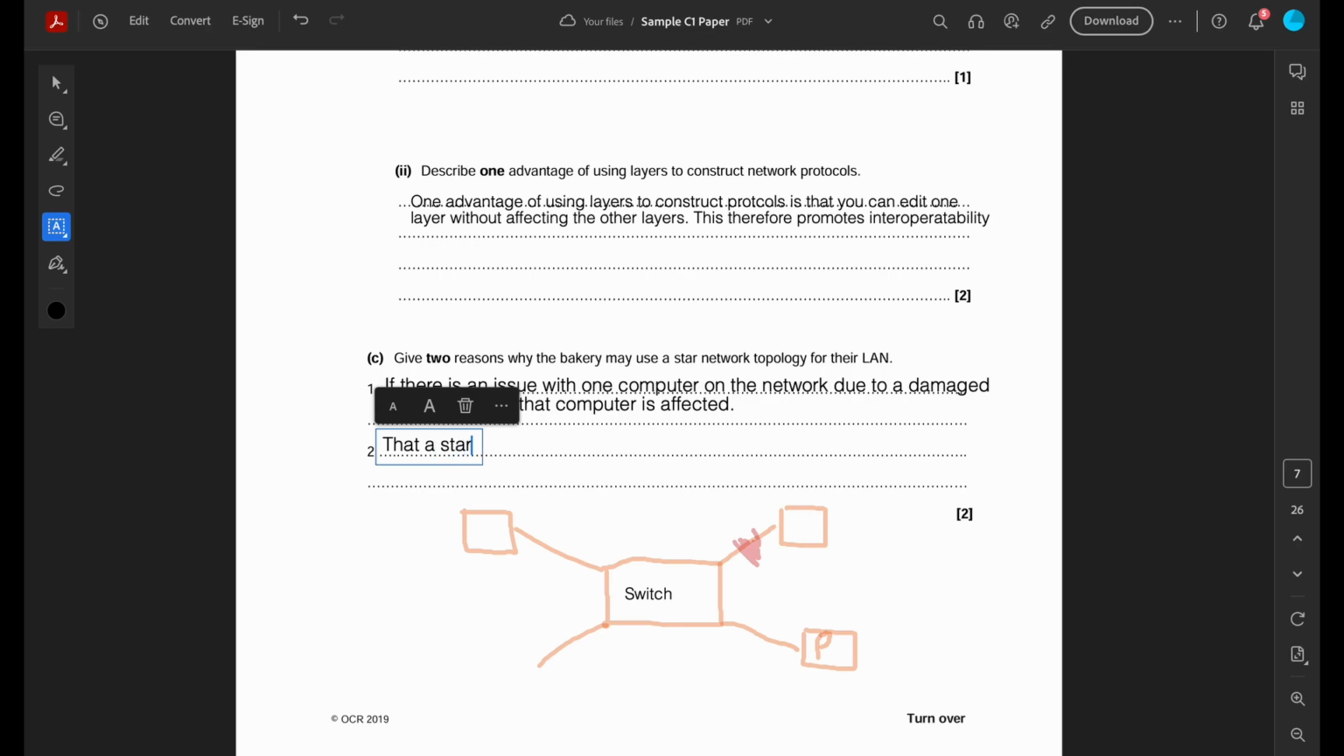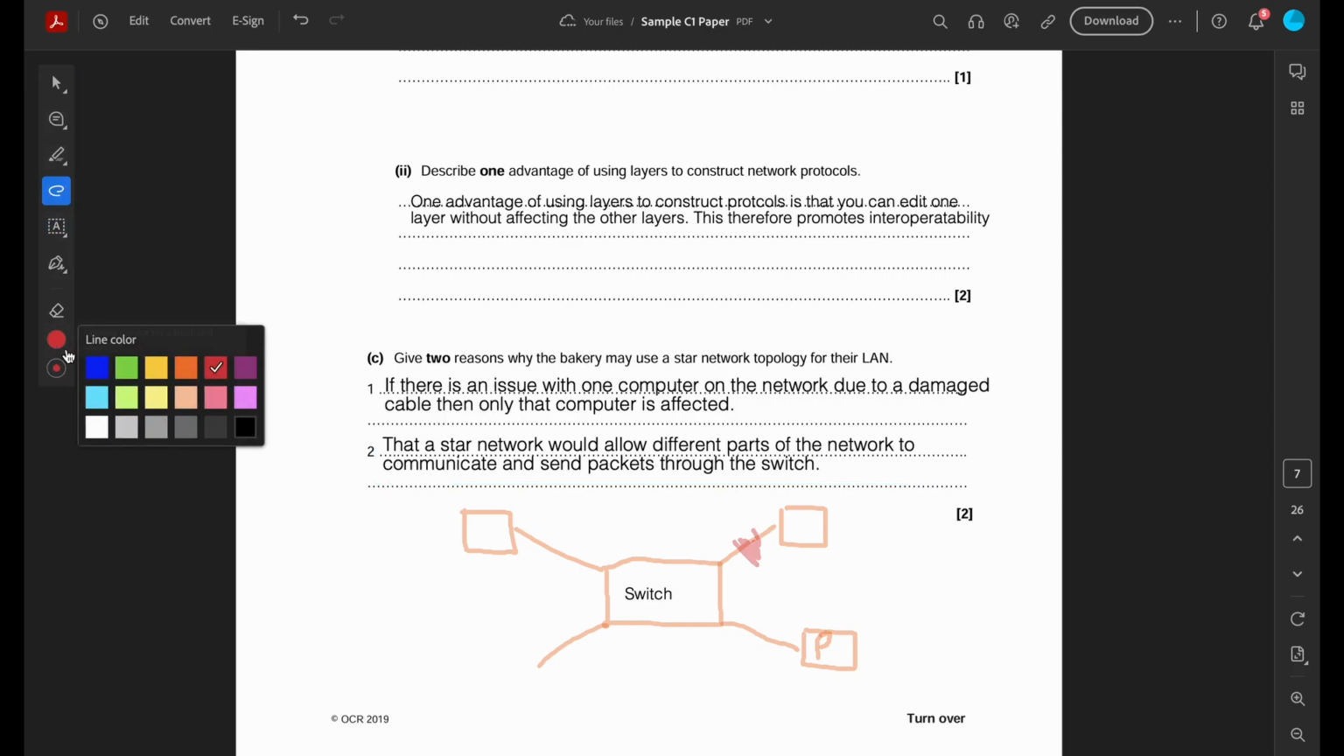A star network would allow different parts of the network to communicate and send packets through the switch. The other thing we could talk about, like I said, is that we learn about mesh networks. So we could say the star network is better than the mesh network. This is a star network, but if we start connecting other bits up, we could say that this computer has a connection to this computer, etc., etc.